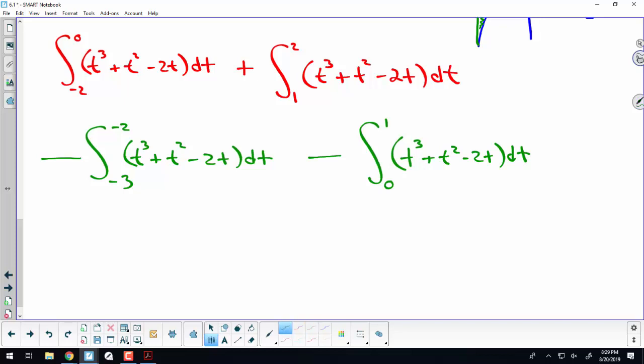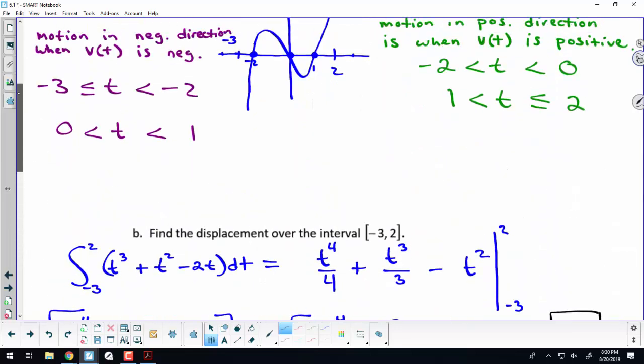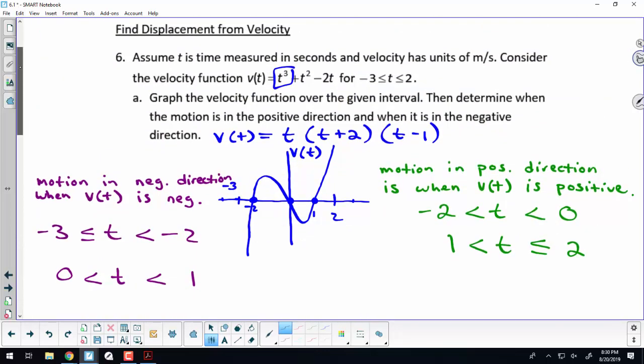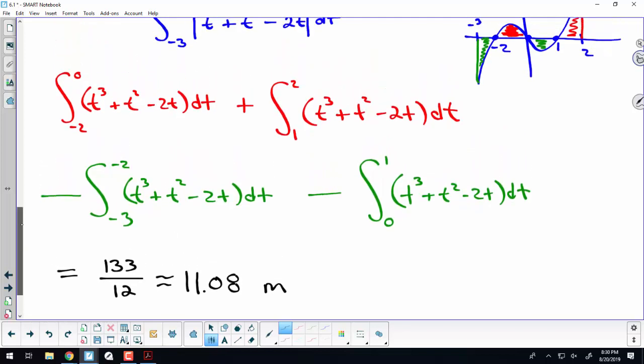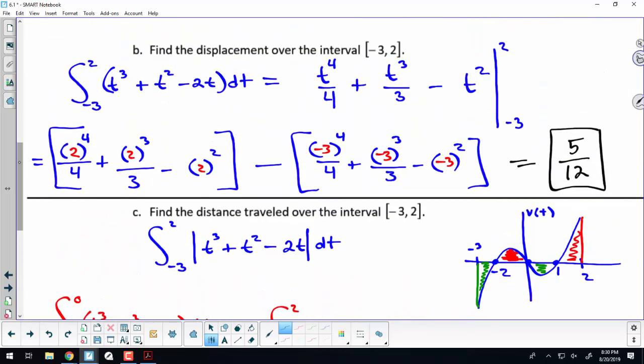But you should verify this for yourself, that when you compute the distance traveled, we come up with 133 over 12. And if we can say that's about 11.08. We forgot our units here, so we should put our units. Velocity, meters per second. So displacement and distance traveled in meters. So 133 over 12 meters for distance, and 5/12, whatever this is, meters.